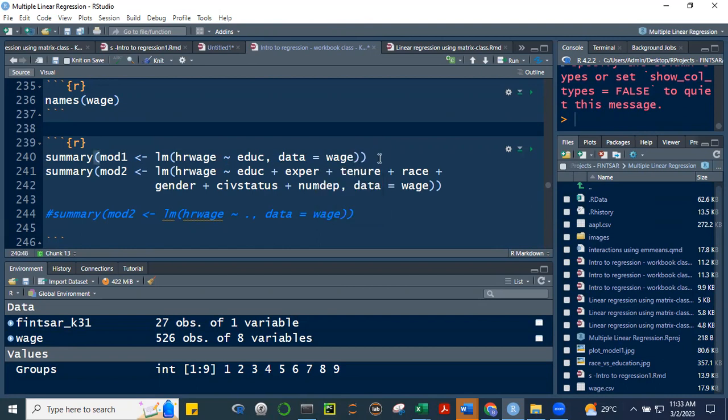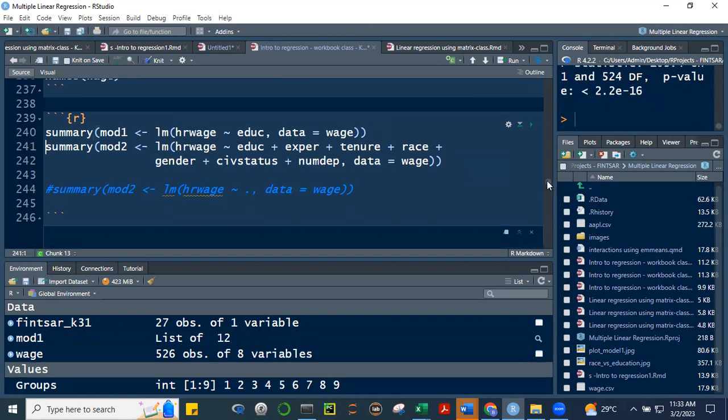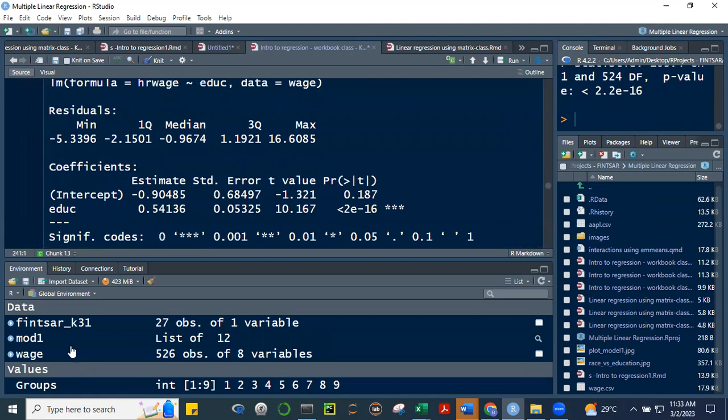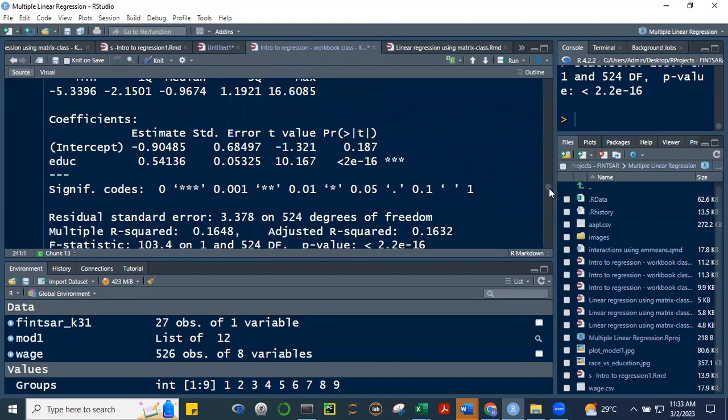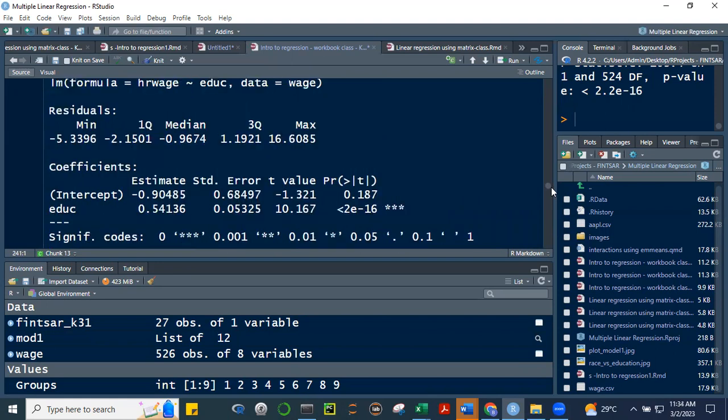So, quick review class. We have here our model 1. Yan, model 1 natin. The adjusted R squared is 16.32%, which means that our model is able to account for 16.32% of the variation of your dependent variable, hourly wage. We already discussed the meaning of this. The intercept is not significant. However, we said that we still include it in the model.